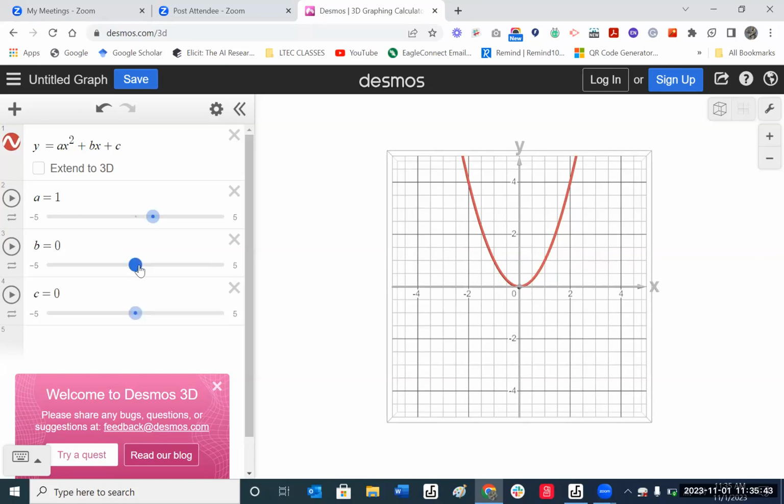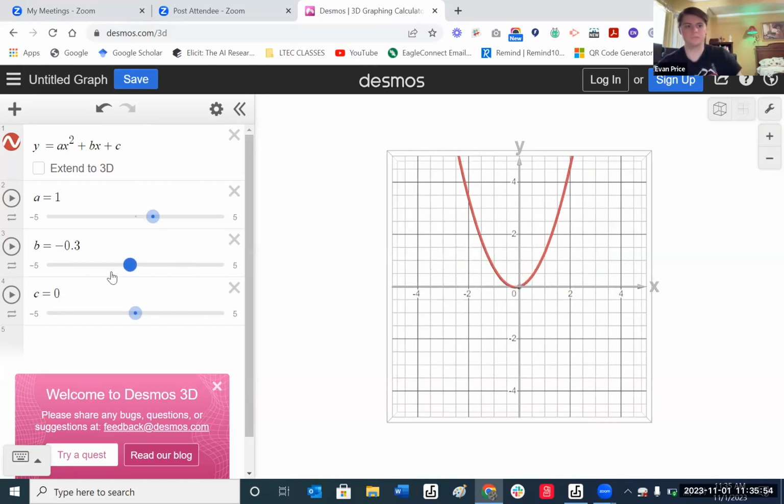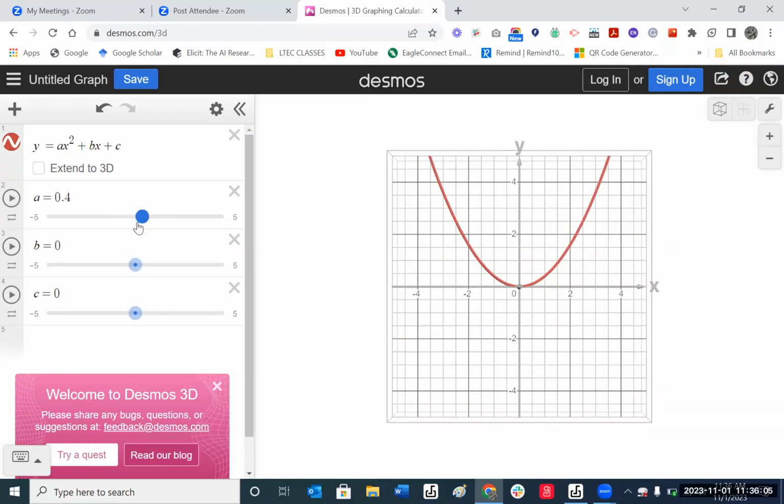And what does b do? B, in essence, rotates about the origin. That's cool. That's a really good learning aid or visual aid. Yeah, and if a is between 0 and 1, it gets wider. If it's greater than 1, it gets narrower. But if a is negative, it goes down. So that's the leading term test.